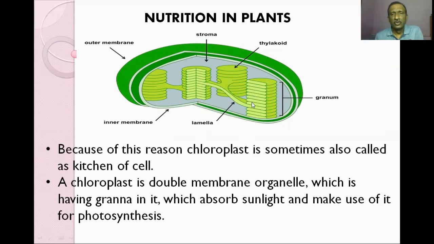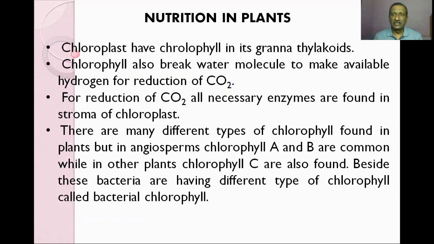It can be divisible into grana and stroma. Stroma is that part which contains the various types of enzymes responsible for photosynthesis. And grana is the part which is actually absorbing light. So chloroplast is a double membrane organelle which has grana in it, which absorbs sunlight and makes use of it in photosynthesis. When we talk about light, often we talk about sunlight, but it's not that the plant uses only sunlight.